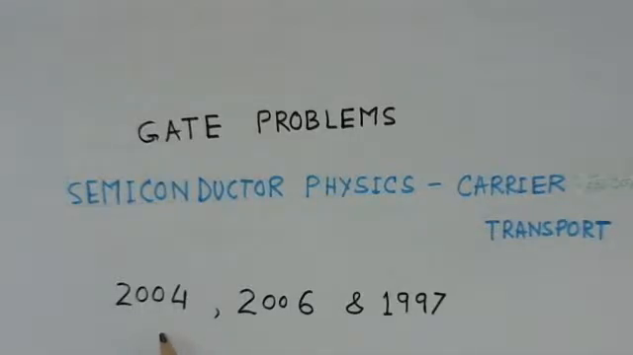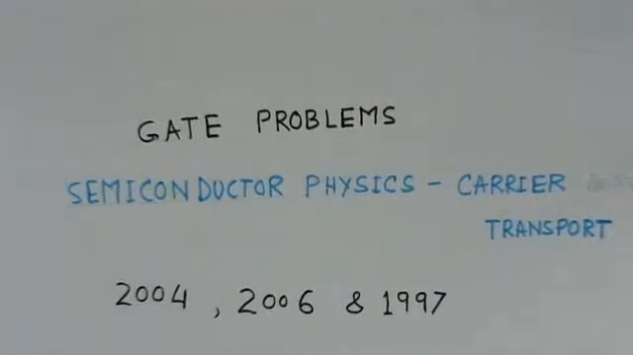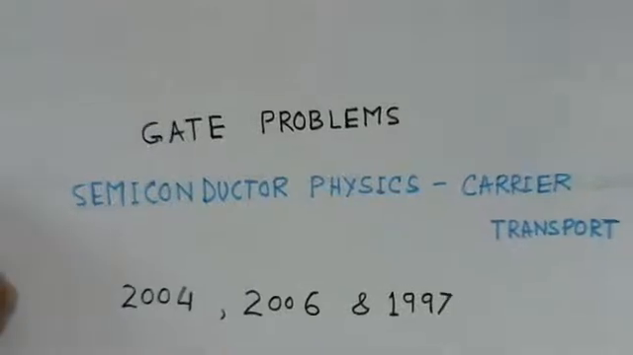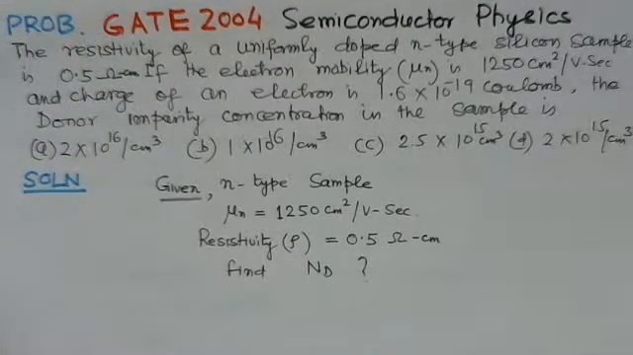The first two problems, that is of 2004 and 2006, are related to the phenomenon of drift related to mobility, and the third problem is related to the phenomenon of carrier diffusion. These problems have been discussed in great detail, and they have been selected as illustrative problems in this area. So we'll see these problems one by one.